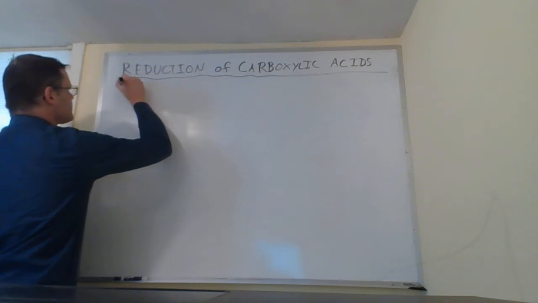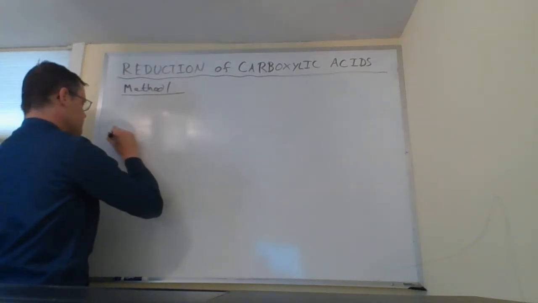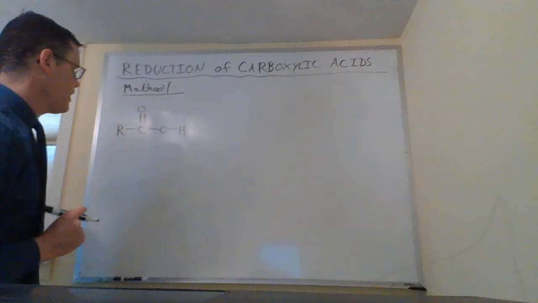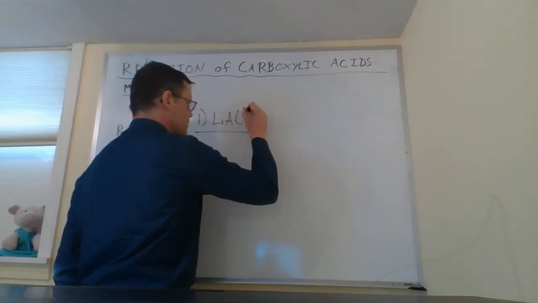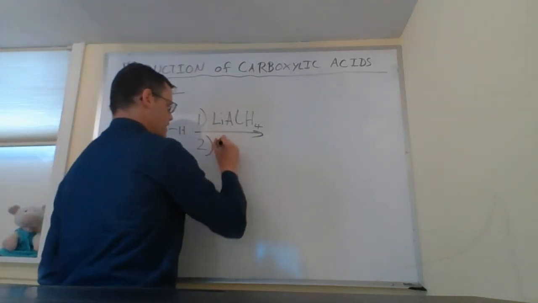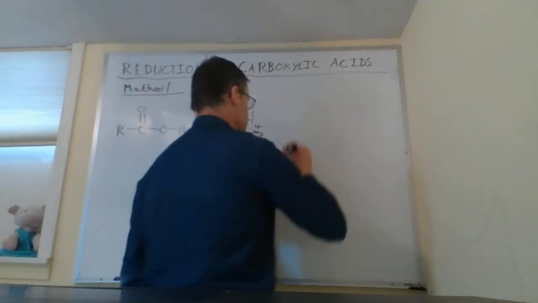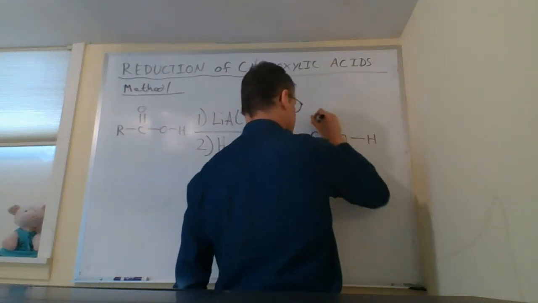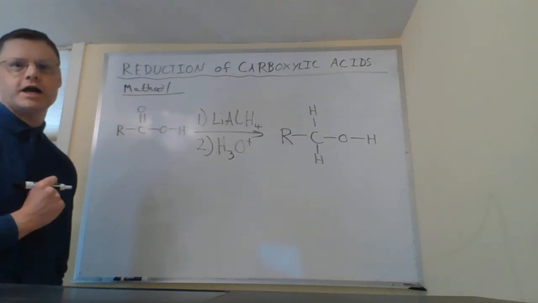So, we'll call this method one. The general reaction here is we're going to take a carboxylic acid. If our reducing conditions are a strong reducing agent, such as lithium aluminum hydride, LiAlH4, followed by H3O+, so a workup step here, what that will ultimately give us is we're going to reduce this all the way to an alcohol. We're going to lose that oxygen and replace it with two hydrogens.